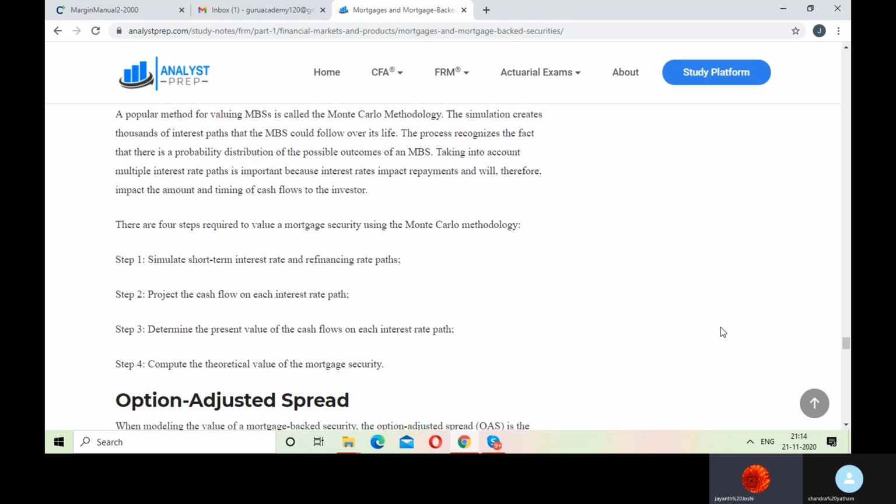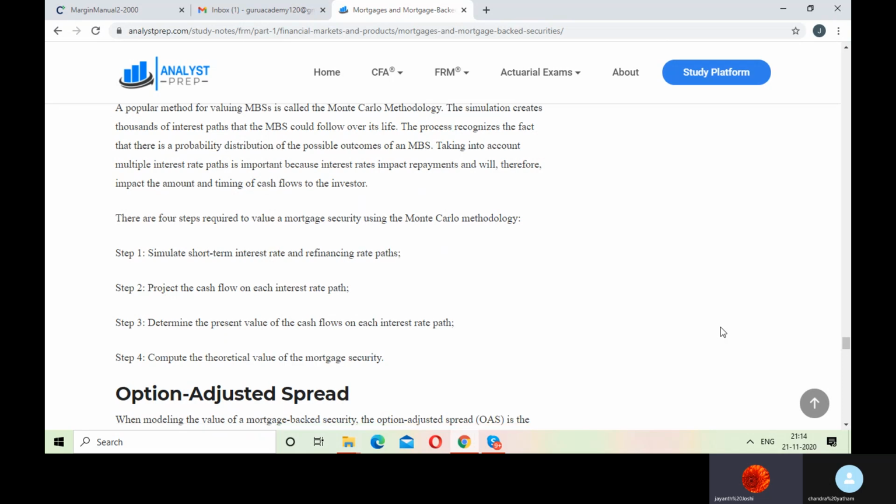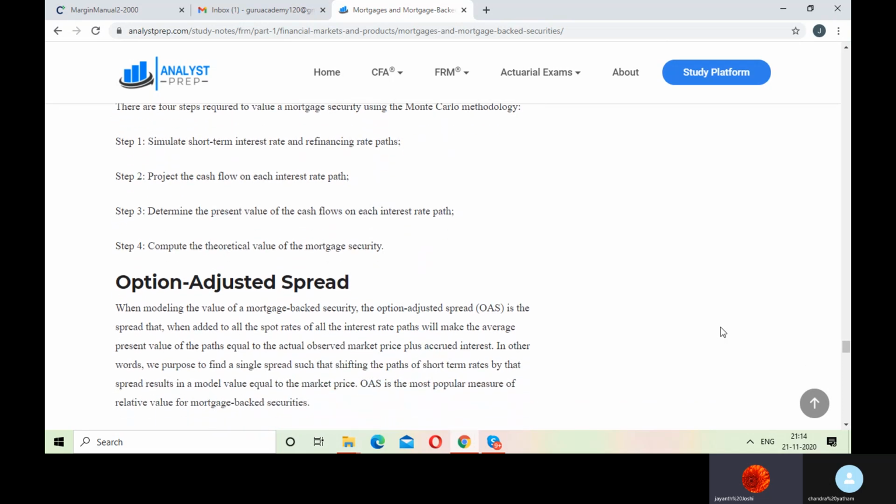Now there are 4 steps required to value a mortgage security using Monte Carlo methodology. First, simulate. So first you create paths, that means refinancing paths. When you want to refinance, that means when you want to pay the investors their money, you also want to get some finance from someone. So are you getting that refinance or not? Then project the cash flow on each interest rate path. That means how much cash you have to make the payments. Then present value the cash flows on each interest rate path, and then compute the theoretical value of the mortgage security.